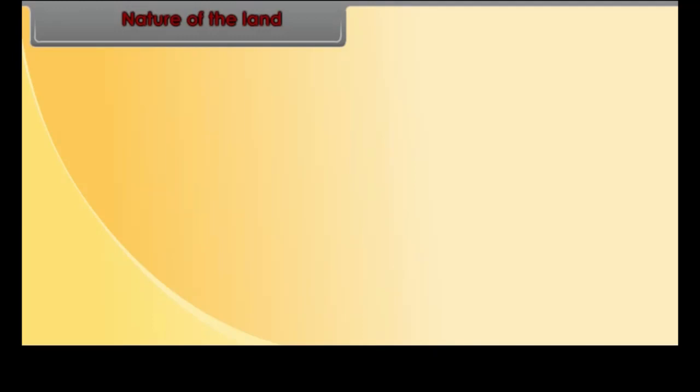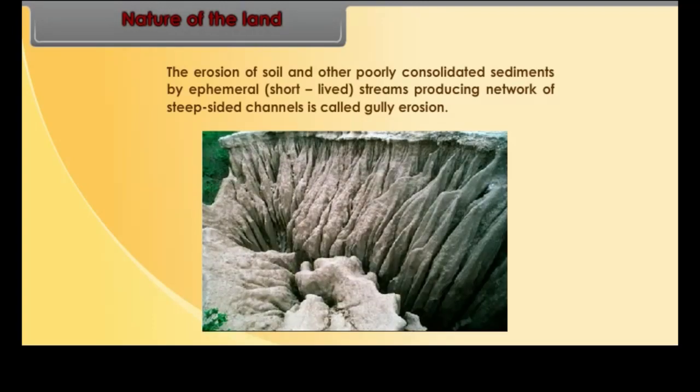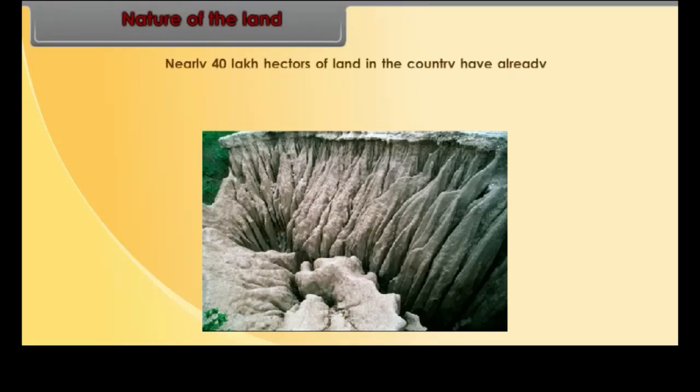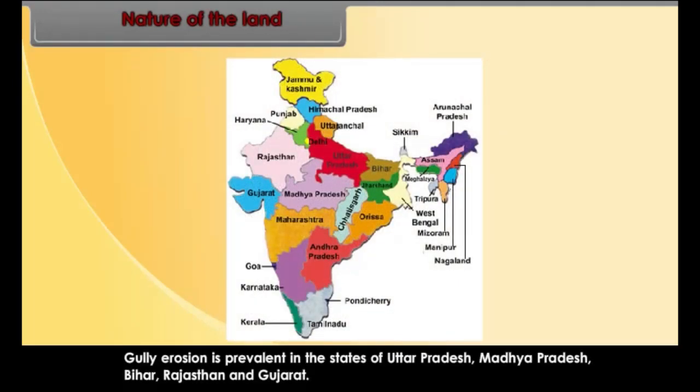Gully erosion. The erosion of soil and other poorly consolidated sediments by ephemeral, that is short-lived, streams producing a network of steep-sided channels is called gully erosion. Nearly 40 lakh hectares of land in the country have already been degraded due to gully erosion. Gully erosion is prevalent in the states of Uttar Pradesh, Madhya Pradesh, Bihar, Rajasthan and Gujarat.